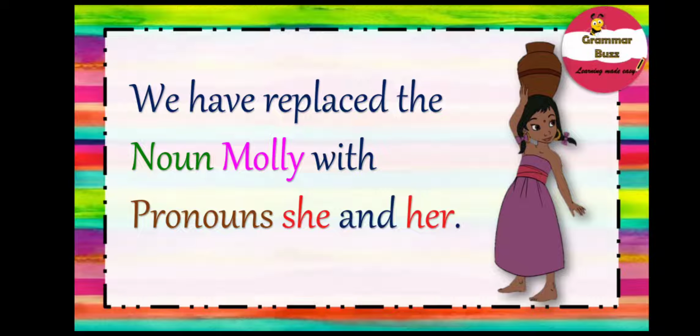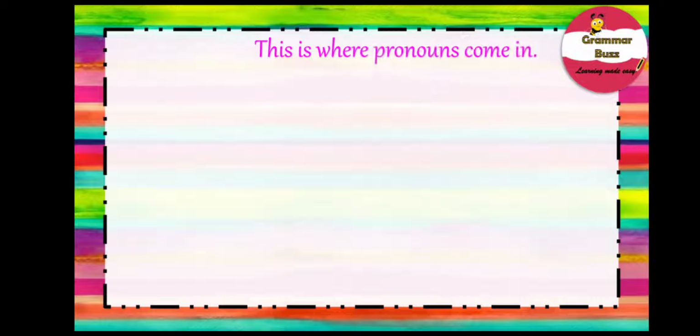Now the passage sounds easier and simpler, doesn't it? Can you guess why? What have we done? Well, we have replaced the noun Molly with the pronouns she and her. I guess by now you have already figured out what pronouns are. However, now I will be answering the very first question as to what is a pronoun.